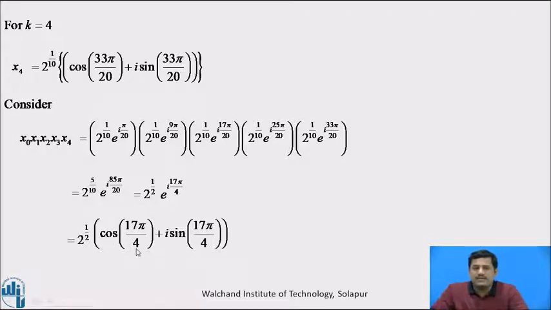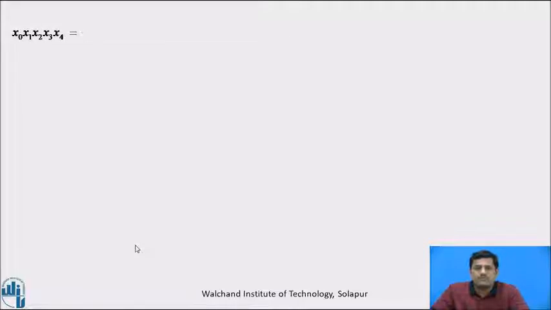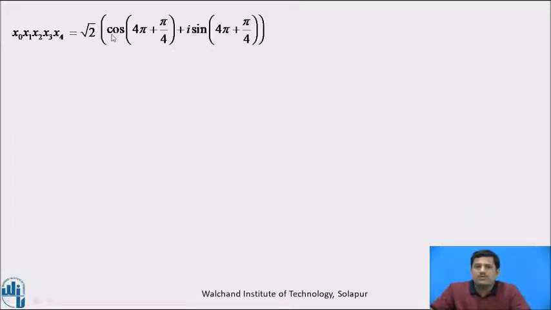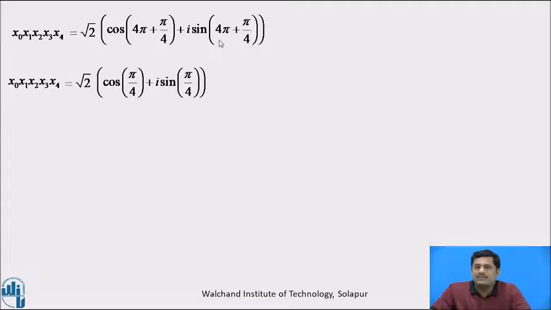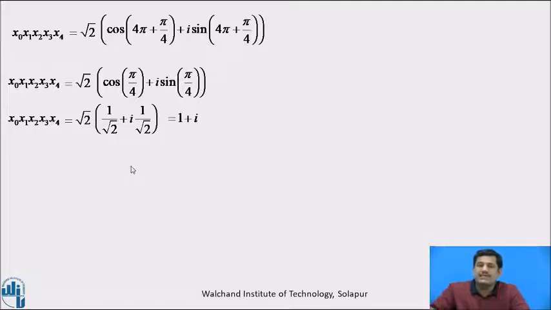We can write 17 pi by 4 as 4 pi plus pi by 4. Now, using the result, cos of 4 pi plus theta is simply cos of theta. And here applying the same result, sin of 4 pi plus theta is sin theta. And we know the value of cos of pi by 4 is 1 upon root 2, and sin of pi by 4 is also 1 upon root 2. Multiplying by root 2 inside, we will get 1 plus i. This is the required continued product.